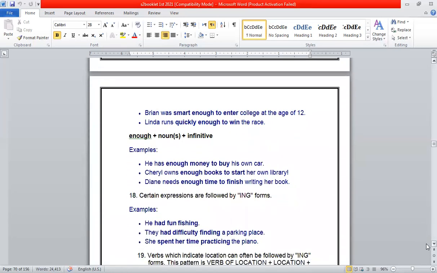Enough plus noun plus infinitive. Here, he has enough money to buy his own car. This expression is followed by to plus infinitive. Enough. He has enough money to buy. Cheryl owns enough books to start her own library. Diane needs enough time to finish, and so on.